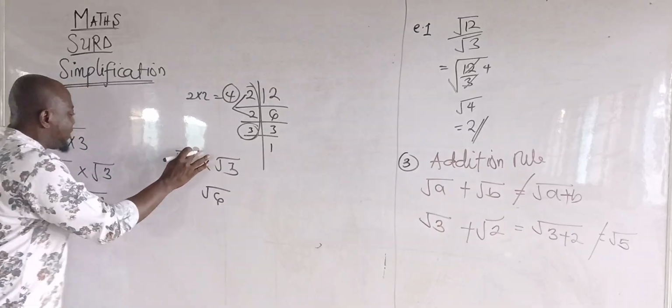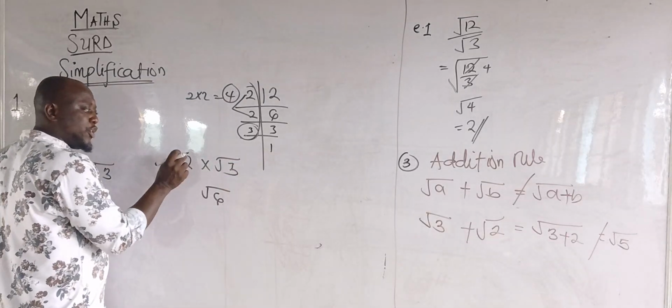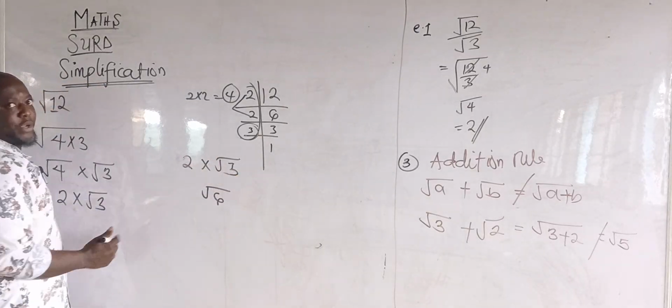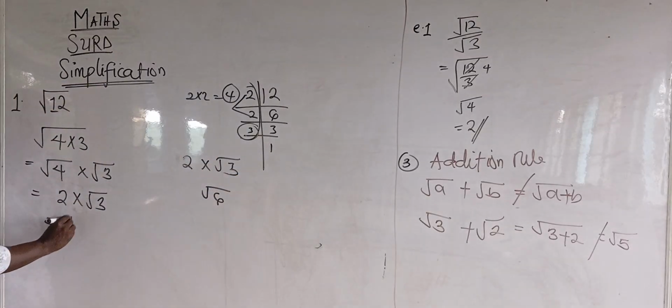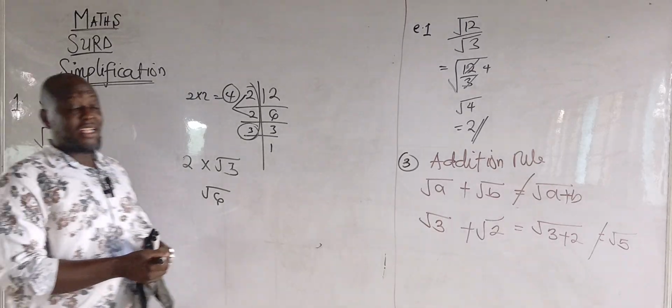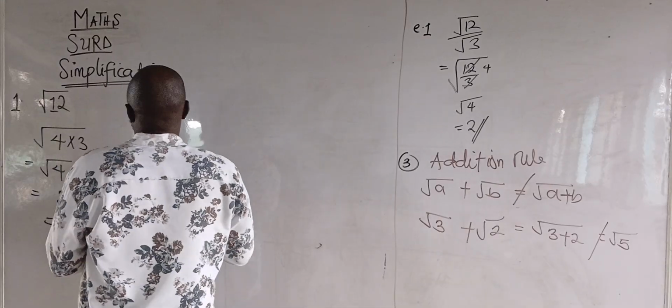But the moment this one doesn't have a root, you cannot use it to multiply the one inside. Instead, you just take the number and put it with the root. So this becomes my final answer. It's very simple. This is how you do this.